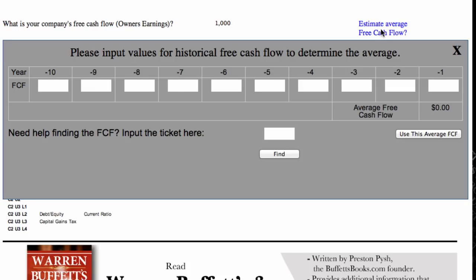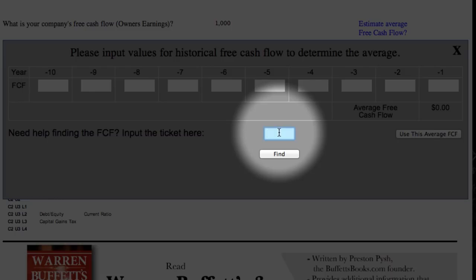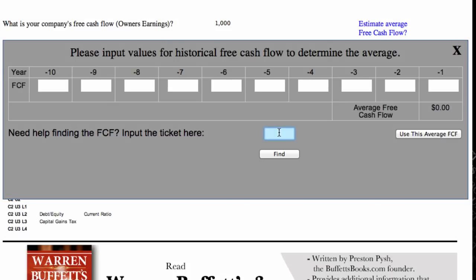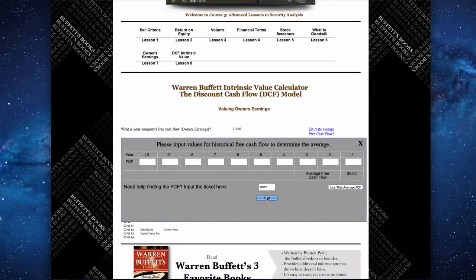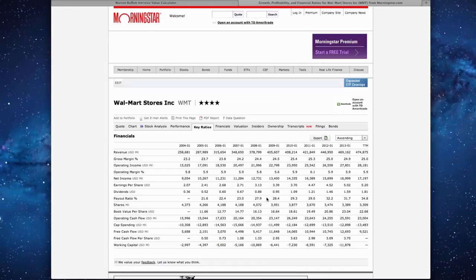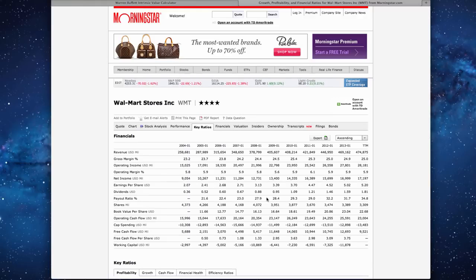I have a useful tool here where you are able to input any ticker you want. Let's say you wanted to research Walmart and you wanted to see what their free cash flow was. So we'll go ahead and enter the ticker for Walmart, WMT, and click Find. What you'll see is that your browser opens up a brand new window and brings you to Morningstar, and it automatically takes you to Walmart, and brings up 10 years worth of history for all these different data points.